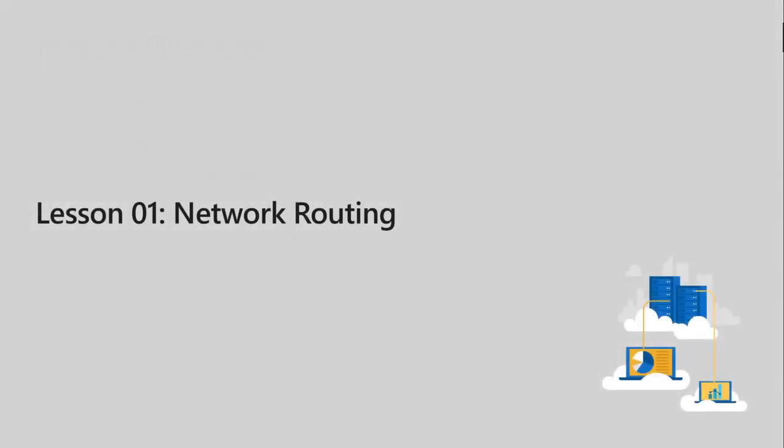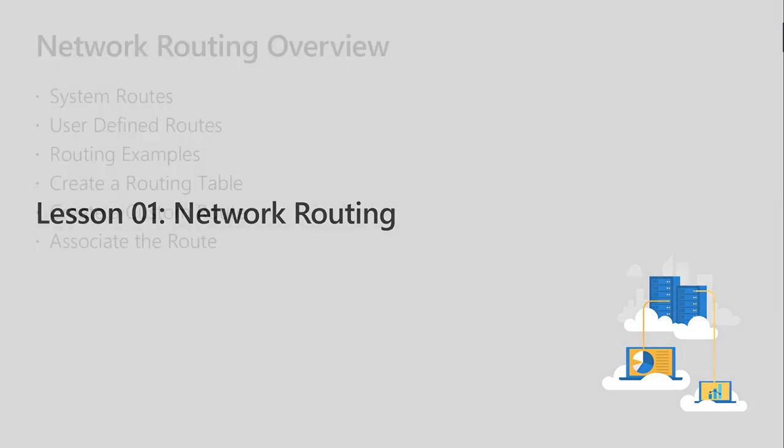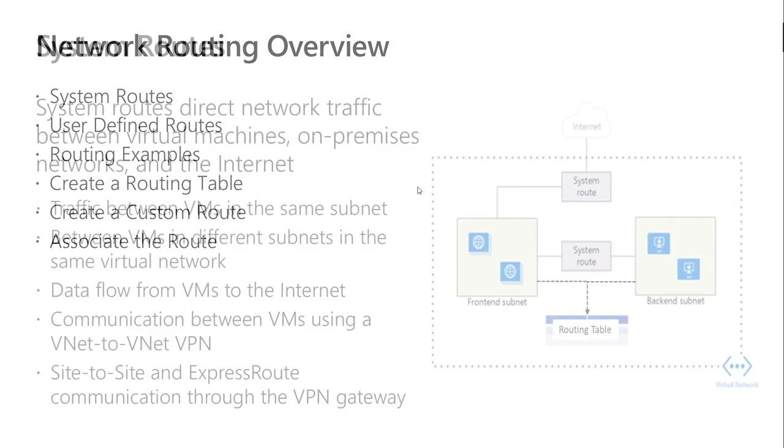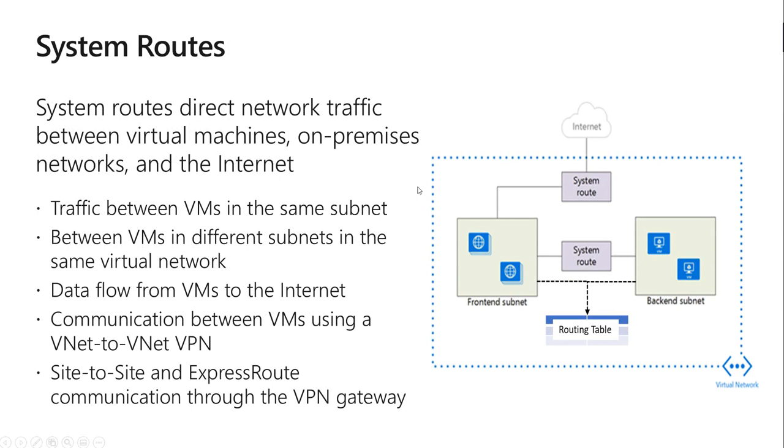All right. So first, network routing. We'll be covering this in 6 points: system routes, user-defined routes, examples, and then creating a routing table, a custom route, and associating the route. So actually the last 3 parts are combined, it's more like steps 1, 2, 3. Okay, so let's first talk about the system routes.